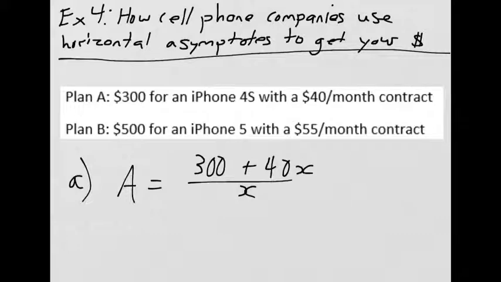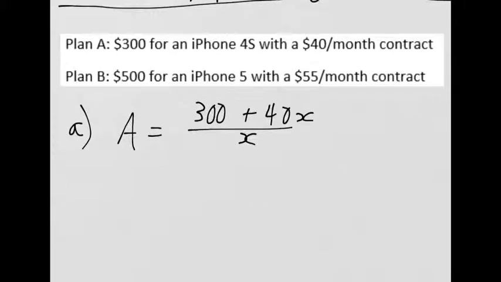And then B would be a similar structure. If you wanted to know the average cost over the entire contract, including the initial cost, you take 500 plus 55x and divide it by the number of months.